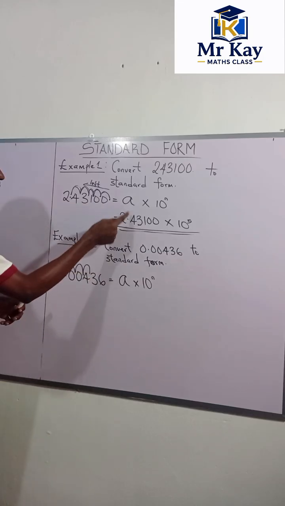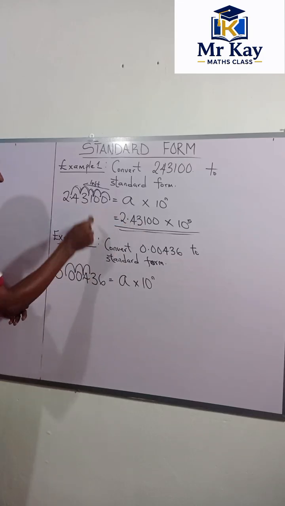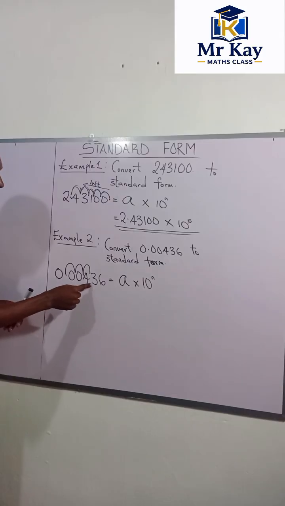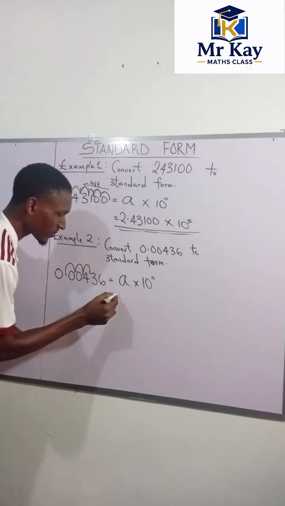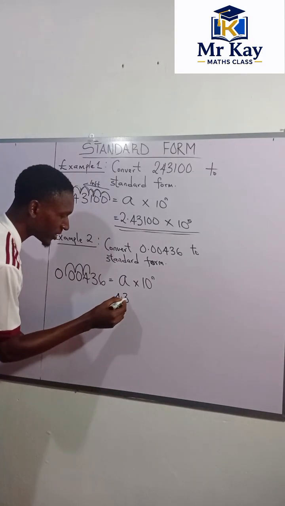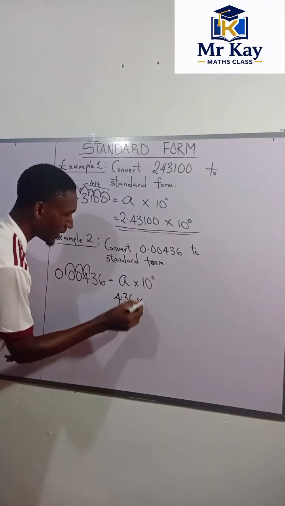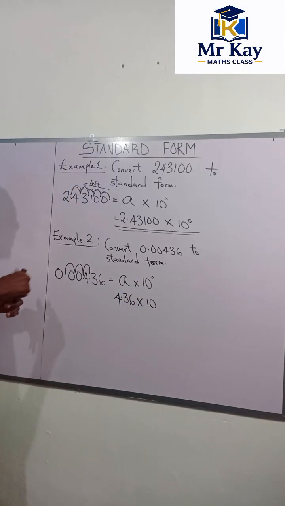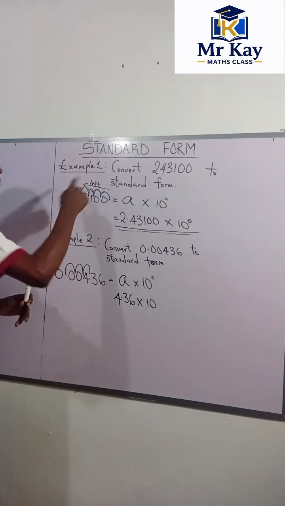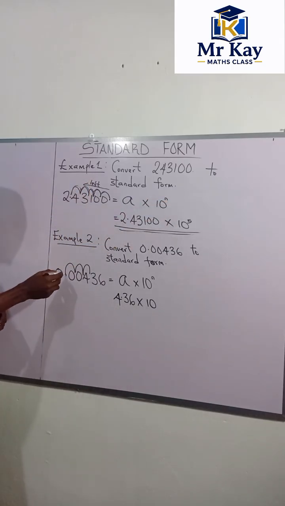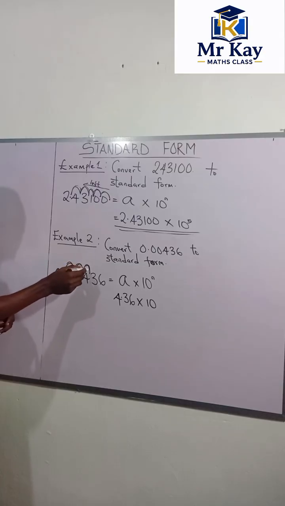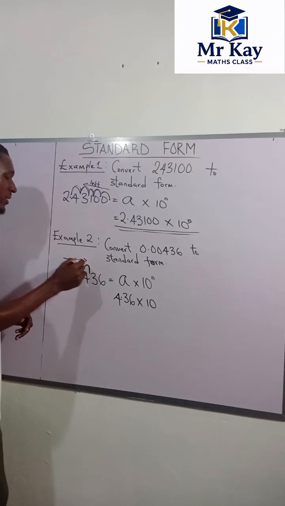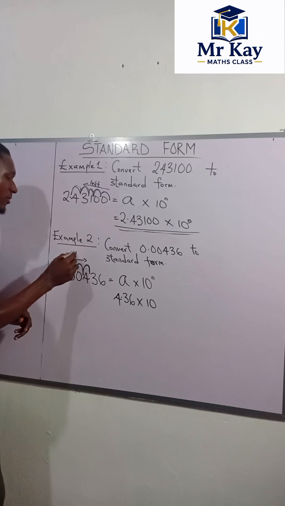So our A now, that was 2.431 in the previous example, in this case is going to be 4.36. The A will now be 4.36 multiplied by 10. And the n, remember the n means how many times you have moved your point. Now, how many times did we move the point? Let's count. 1, 2, 3. And we moved it to the right.